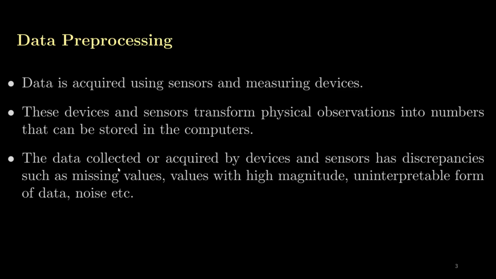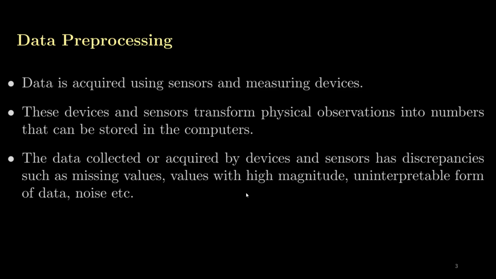The data collected or acquired by these devices has discrepancies, such as missing values, values with high magnitude, uninterpretable form of data, and noise. So what happens with these sensors? A sensor may be off for a few milliseconds or seconds during the data acquisition. In that case, we will have a missing value in our data. Similarly, sensors have noise, and also our environment has noise. Noise is another very important challenge which we have to remove during data preprocessing.